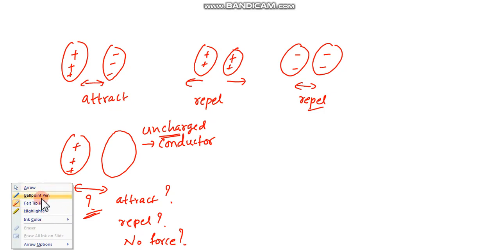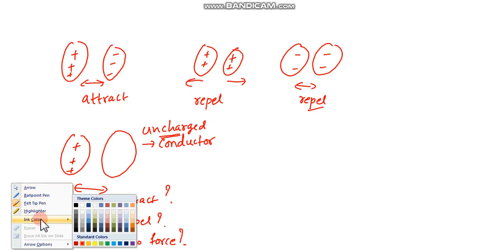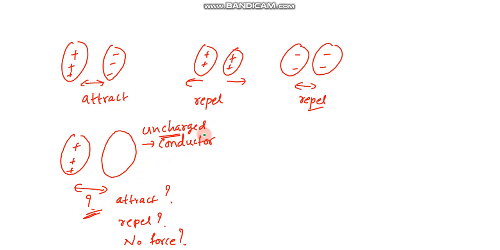Dear students, uncharged body means that it has an equal number of positive and negative charges, right? Uncharged doesn't mean that there is no charge. It means that there is an equal number of positive and negative charges. And also the concept of induction. So what do you mean by induction? It is one of the methods of charging a conductor. Induction and conduction, two methods are there. In induction there is no direct contact between the charged body and the uncharged body.